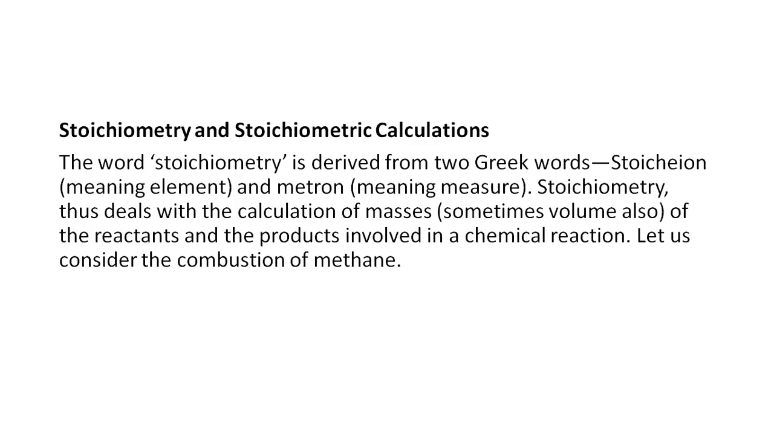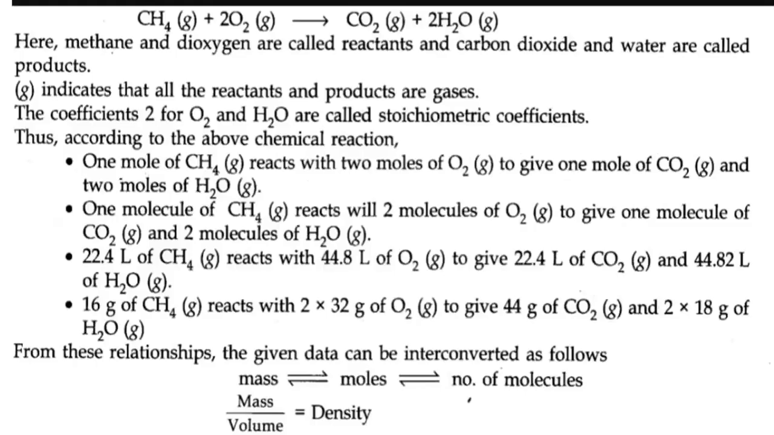Then we have stoichiometry and stoichiometric calculations. Stoichiometry is derived from two Greek words, stoichion meaning element, metron meaning measure. Element measure, it differs. Are you measuring in terms of atoms, masses, atomic masses or molecular masses? Example here: CH4 plus 2O2 gives CO2 plus 2H2O, the combustion of methane. Coefficients here: methane is 1, oxygen is 2, carbon dioxide produced is 1 molecule and water produced is 2.